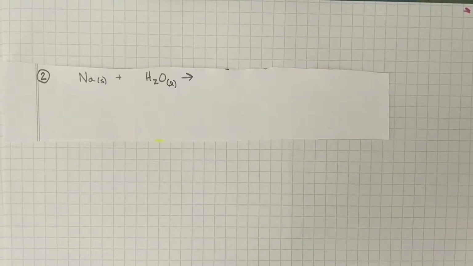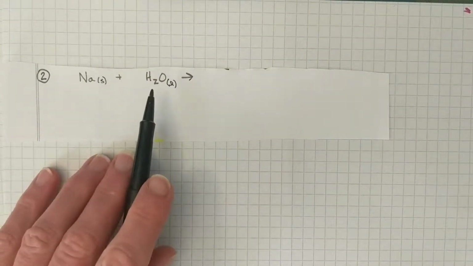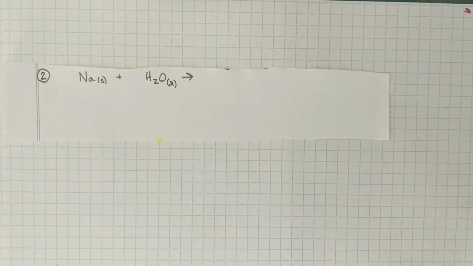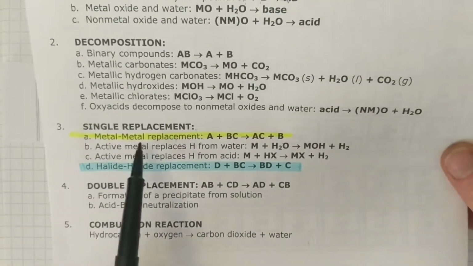We're doing part 2 of our video series on predicting reactions, single replacement. And we are given a reaction of reactant sodium reacting with water to form something. Well, sodium is a single element by itself, and we have a compound. And looking at our list, that looks like a metal to metal.